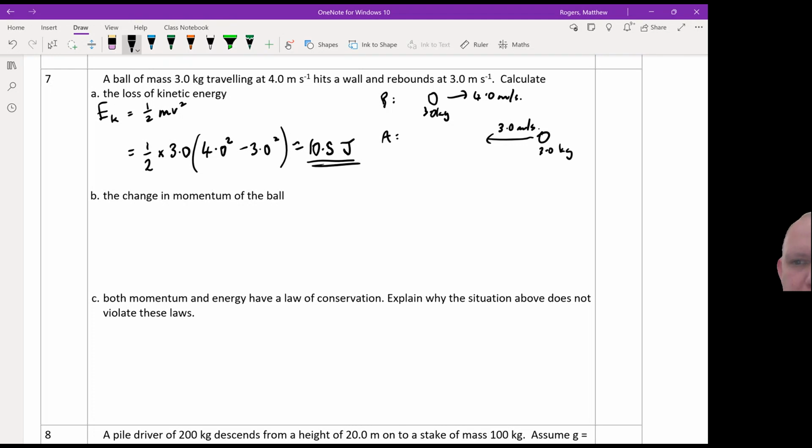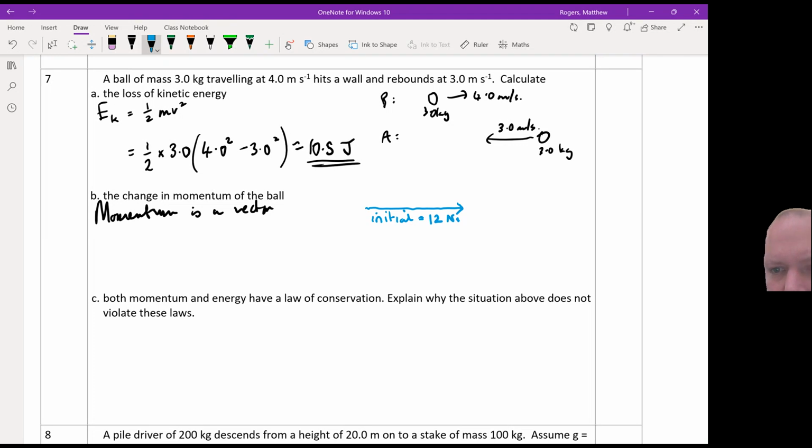The change in momentum of the ball. Now here we need to be more careful because momentum is a vector. Whenever we're dealing with vectors, it's helpful to draw vector diagrams. This thing has an initial momentum mv in this direction, which we could work out the size of is 3 times 4, so that's 12 newton seconds.